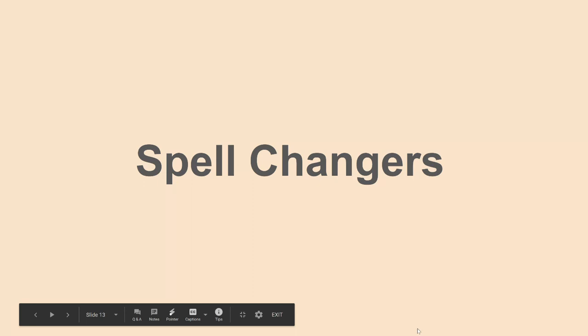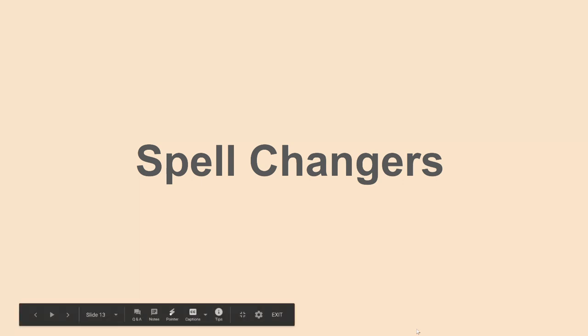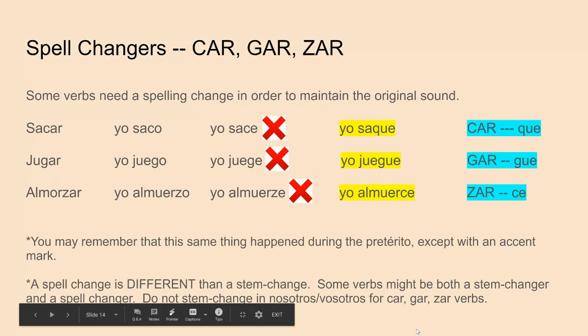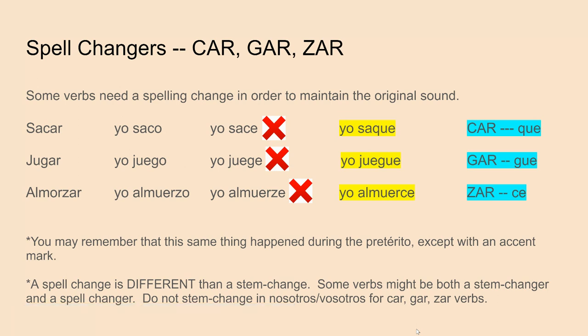Next, we'll look at the group called spell changers. The spell changers in the subjunctive are car, gar, zar verbs. Some verbs need a spelling change in order to maintain the original sound. So if you listen to the verb sacar, you can hear it has a hard K sound. The yo form usually is yo saco.